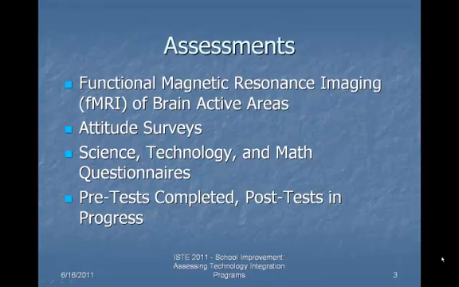In any case, the pre-tests for this experiment have been completed, and by that we mean that all the questionnaires, all the surveys, and all the fMRI have been completed for this session. The post-tests are in progress at the moment, and we are hoping that by next year we will be completing all these post-tests according to the plans of the project, and we will be giving you a better and more complete report on this activity.